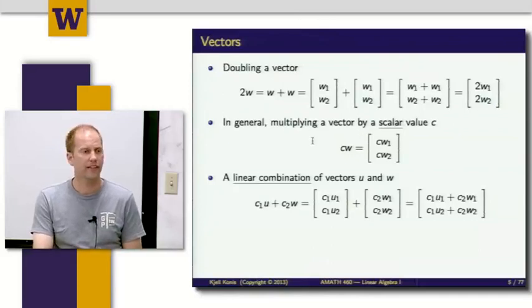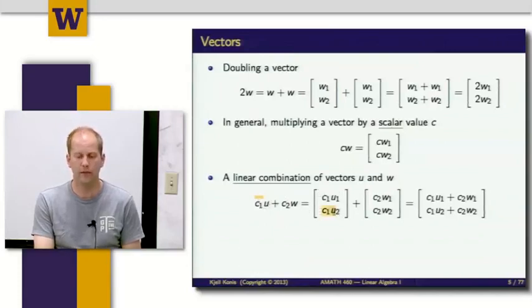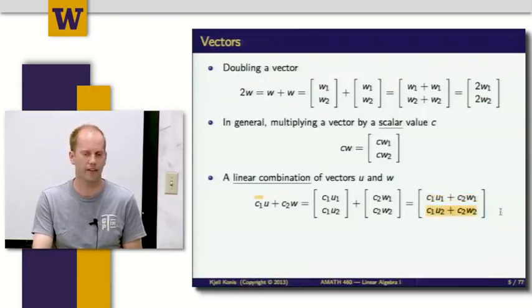Then I can make something called a linear combination of two vectors. So again, I have a vector u and a vector w. And I now have two scalar quantities, c1 and c2. And I'm just going to combine my scalar rule and my addition rule. So c1 times u becomes c1u1, c1u2. c2w becomes c2w1, c2w2. And then I just add those component-wise. And so I end up with this as the expression for the first component of this linear combination, and this as the expression for the second component.